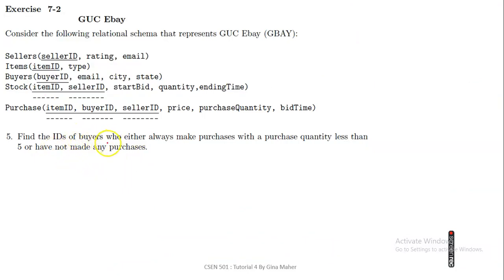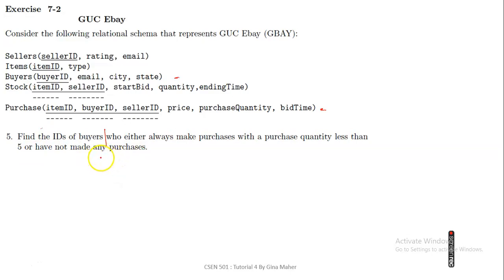Find the IDs of buyers. From where can we get this info? Either from purchase or from buyers, who either always make a purchase with a purchase quantity less than 5 or haven't made any purchase. So in this case, we want the buyer IDs who either make purchases with a specific quantity or haven't made any purchase.